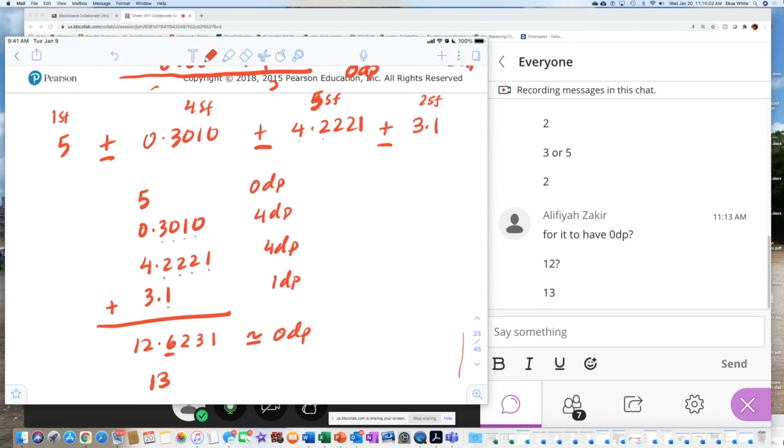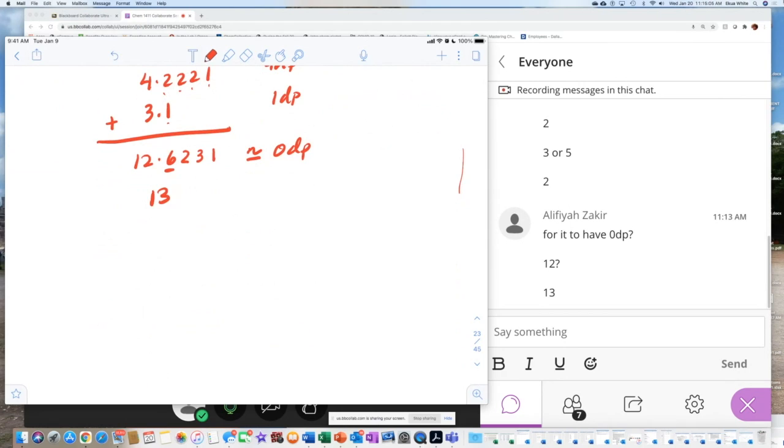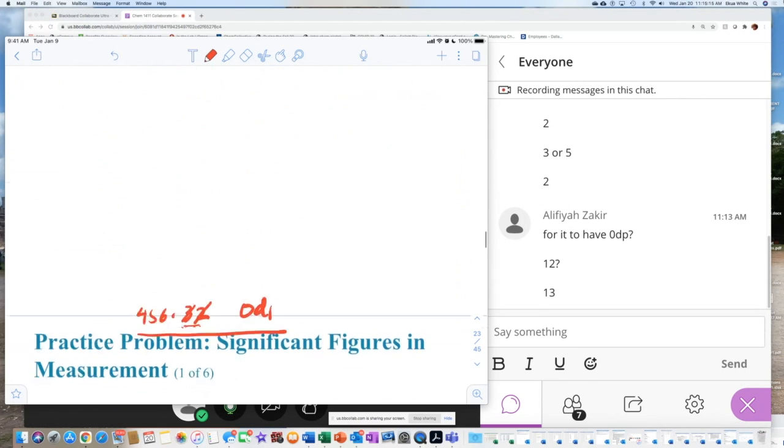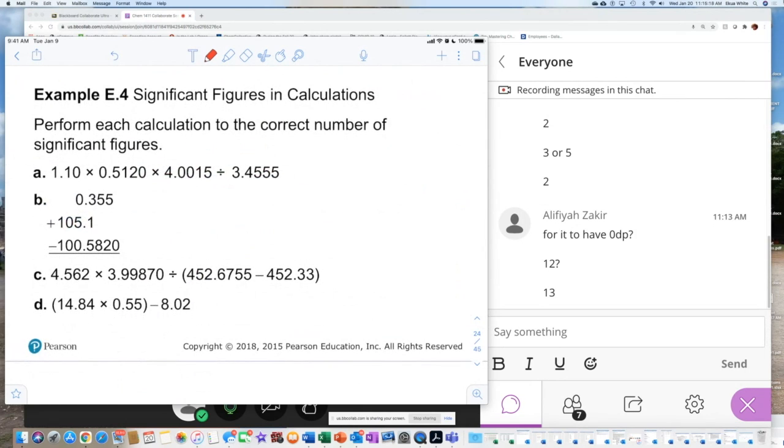Yeah, so it's going to be 13. Okay. So remember, only these 2 numbers will remain. So to cancel the rest of this, round it up, and then this becomes 13. Okay. So let's go ahead and practice the other questions that we have here. And then that will pretty much wrap up.